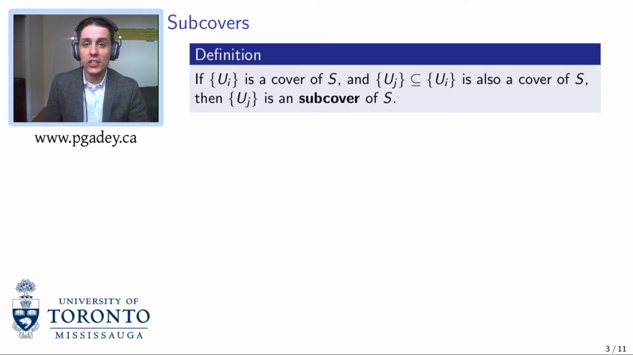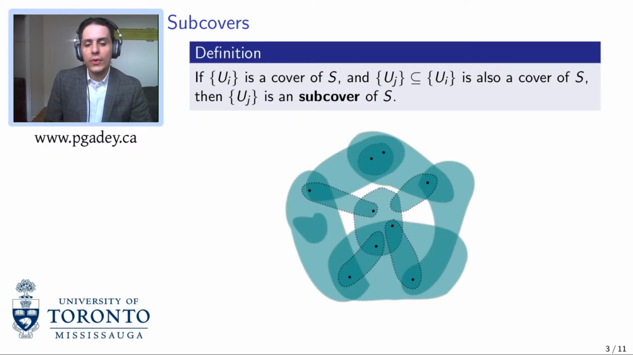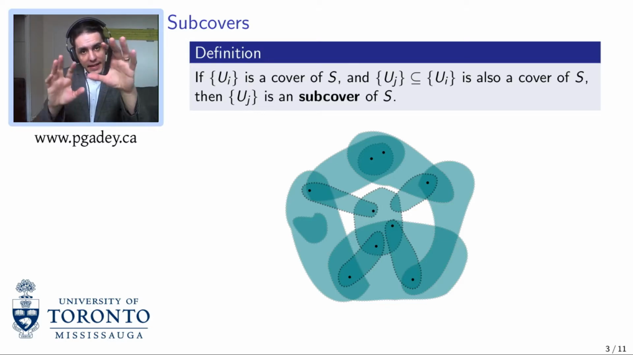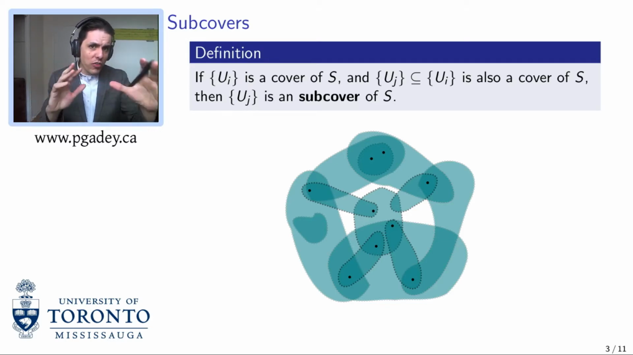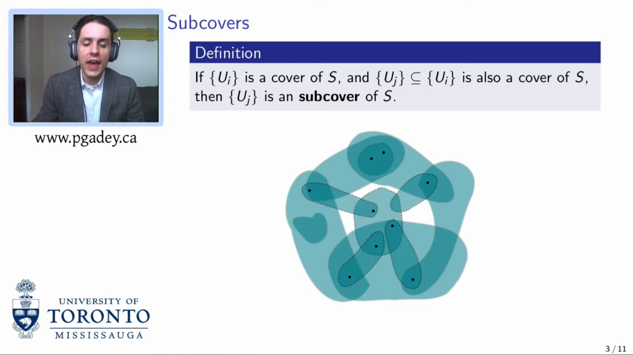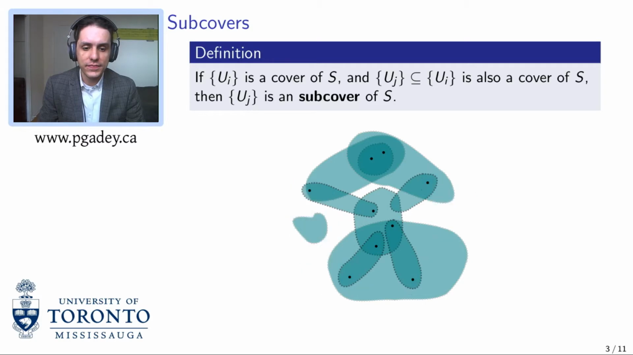Now we're going to get into the notion of a subcover. So if we have a cover of S, and we pick out some of the sets from that cover, and it still covers S, we're going to get what's called a subcover. So here's a collection of sets that cover these black points. Okay, so these are open sets in the plane. Notice how they kind of overlap in complicated ways. And now we're going to start picking out a subcover of this cover.